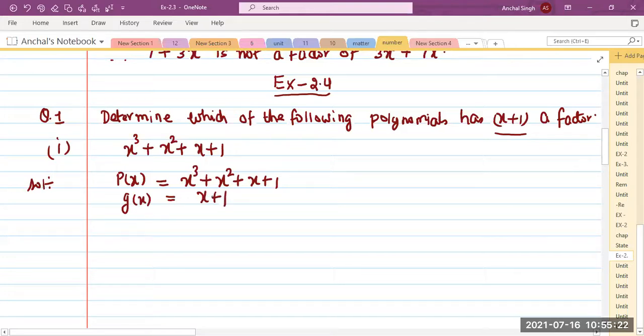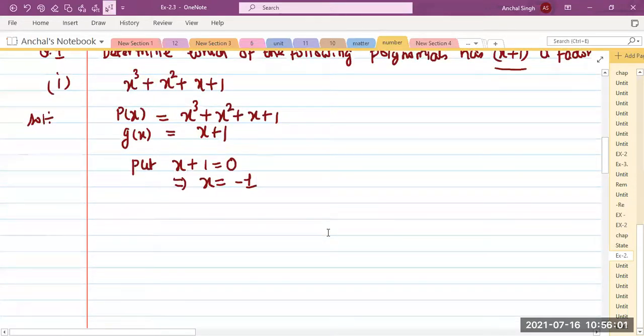Okay. Now there is a question for you. What is the first step that you will take over here? What will you do first over here? Tell me. Yes, very good. First you will equate the divisor equal to 0. So write down, put x plus 1 equal to 0. This implies x is equal to minus 1. Correct? Now in px we are going to replace x by minus 1.